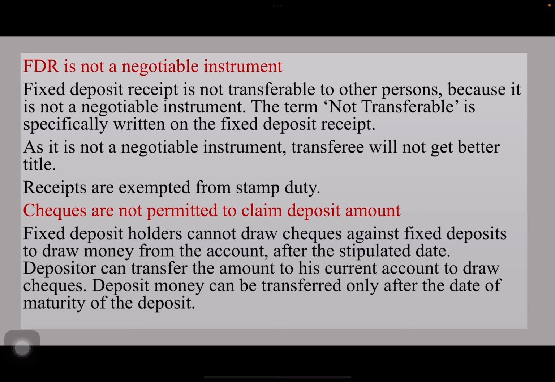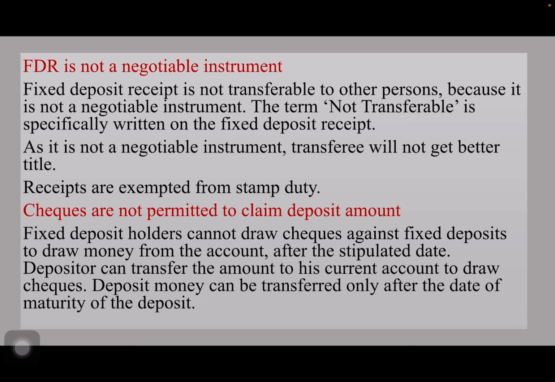And the fixed deposit receipt is not transferable to other persons because it is not a negotiable instrument. The term not transferable is specially written on the fixed deposit receipt. As it is not a negotiable instrument, the transferee will not get a better title. Receipts are exempted from stamp duty. One more thing is that checks are not permitted to claim the deposit amount just like current accounts. Fixed deposit holders cannot draw checks against the fixed deposits to draw money from the account after the stipulated date. The depositor can transfer the amount to his current account to draw checks.